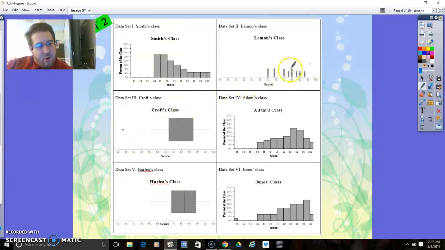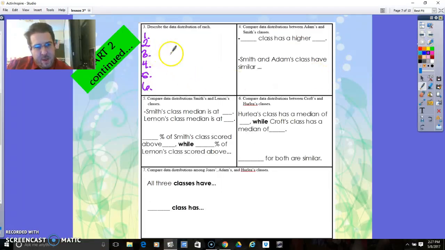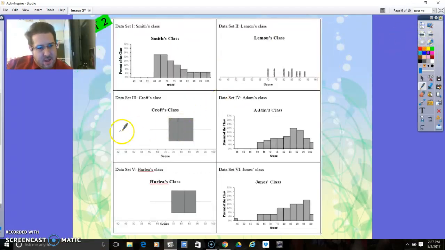If I was going to describe Croft's class, number 3, I would write that right here. Miss Croft's class, I would say first of all, there's an outlier. And everybody else got somewhere between 60 and 100, and it's very evenly distributed.